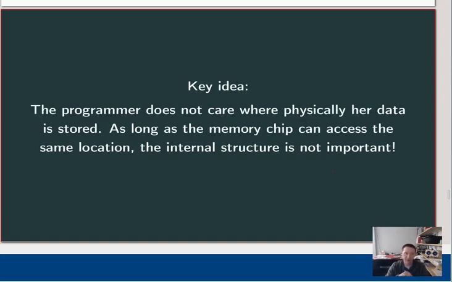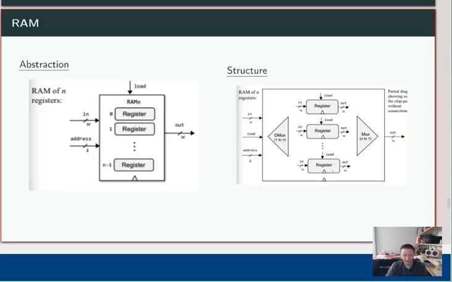And this is what I was alluding to in one of the earlier videos. The big key idea is the programmer, or even the user half the time, does not care where physically her data is stored on the particular RAM chip. It doesn't matter. As long as the memory chip can access that same location and bring it back, and it is not getting overwritten, then you don't have to worry about doing this in a very, very specific way. As long as one address maps to some spot in the memory and we can recall it, that's fine. The internal structure is actually not that important. It's an abstraction.